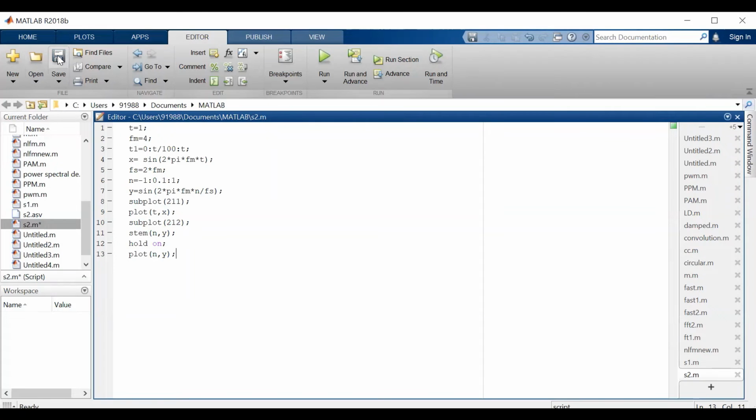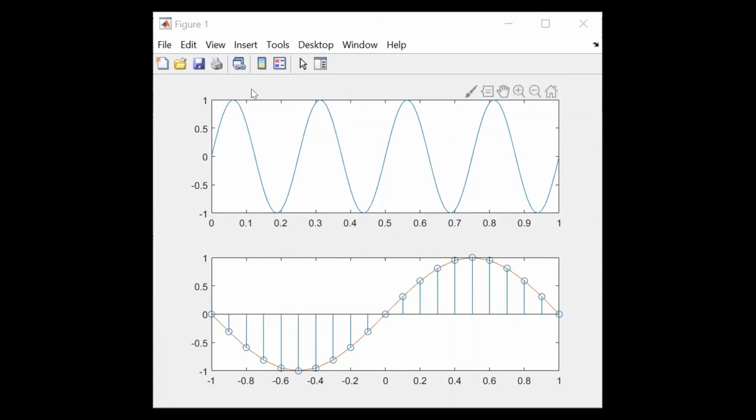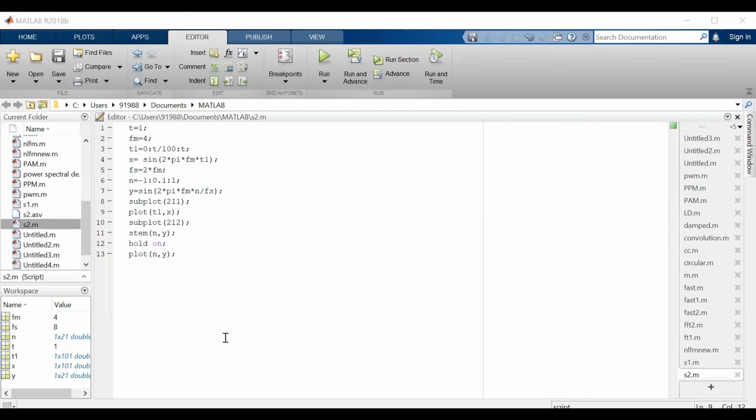Save and run. See here, this is our sinusoidal signal, and this is the sample signal, right? So this is the condition of minimum sampling. You can see the rate at which the original signal is sampled, and we can construct the signal because we can clearly see the values around the continuous signal. So we can construct the original signal from these samples, right? Let us check the other conditions.